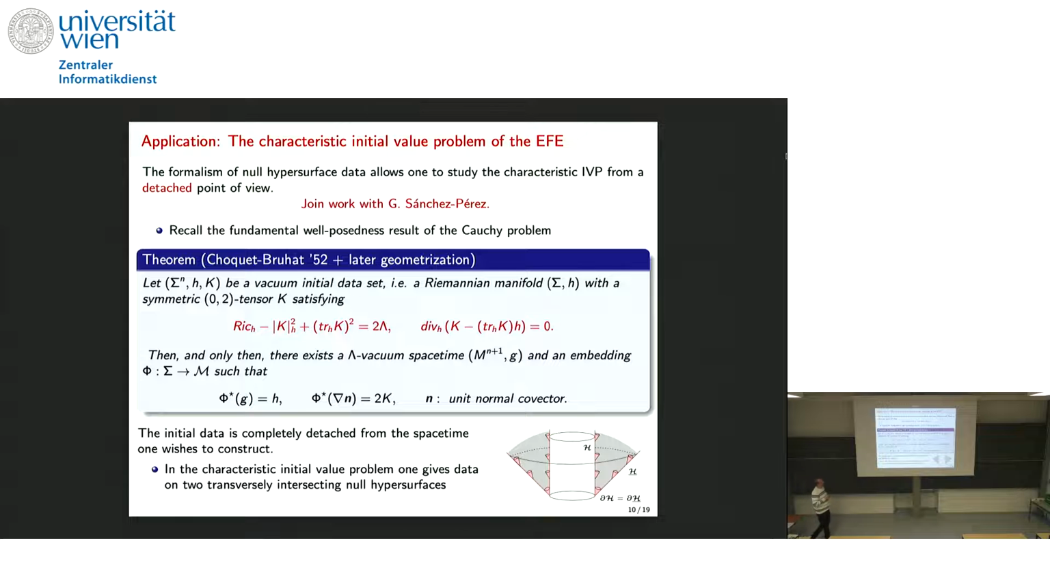Now, in the characteristic initial value problem, instead of giving initial data on some space-like hypersurface, like here, one gives initial data on two null hypersurfaces which intersect transversely on some surface. So you have two null hypersurfaces that intersect transversally on some codimension 2 space-like surface here, and then the Einstein vacuum field equations tell you that you have a solution in the wedge contained between the two null hypersurfaces.